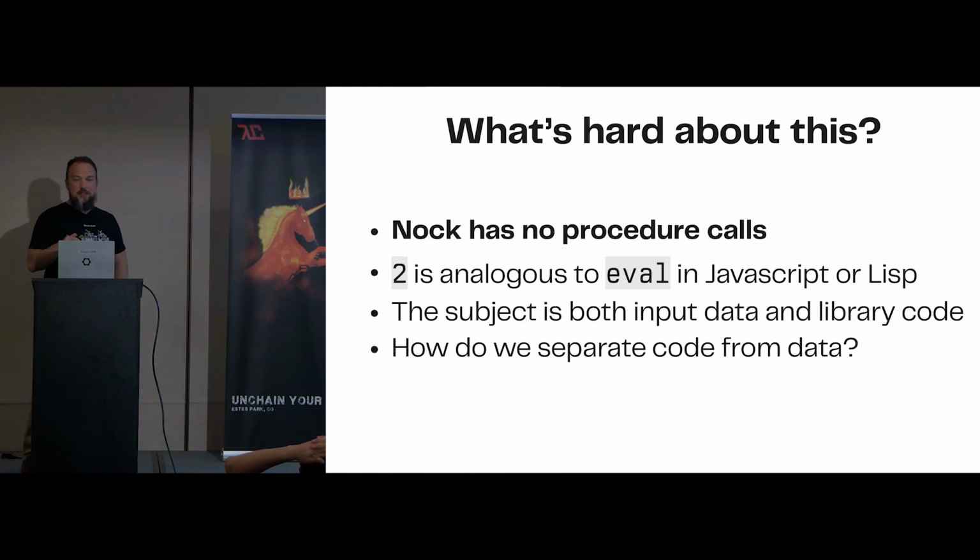And it's slightly worse. This input, which we call our subject, is both the data that we're going to compute on, and it's all of our library code. So all the other Nock procedures that we might want to invoke are in there. So how do we separate out what is code that we need to know as part of our input in order to have static calls, from data, which we don't want to depend on when we're compiling, right? Because we like to compile it for more than one input.